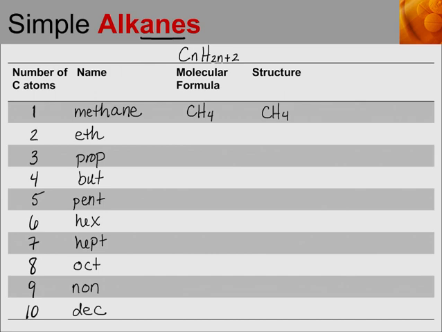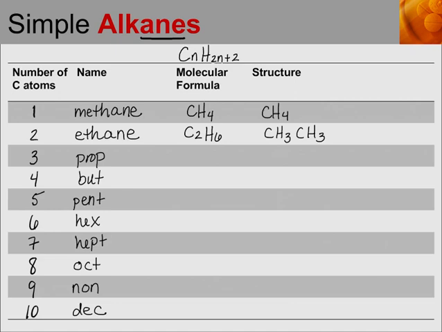All right, so now we're going to move down to row 2. So if you have 2 carbons in your chain, we're going to call that ethane. And let's see, how many hydrogens would we have on ethane? So if we have 2 carbons, then that would be 6 hydrogens. All right, and then the structure would be CH3, CH3.